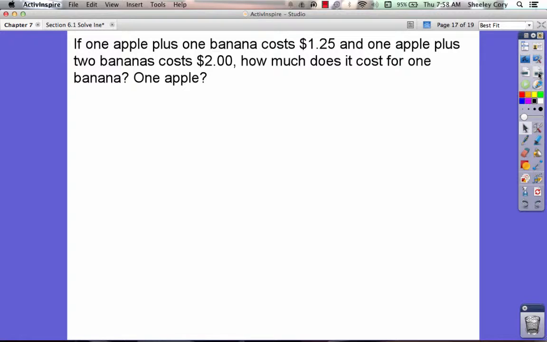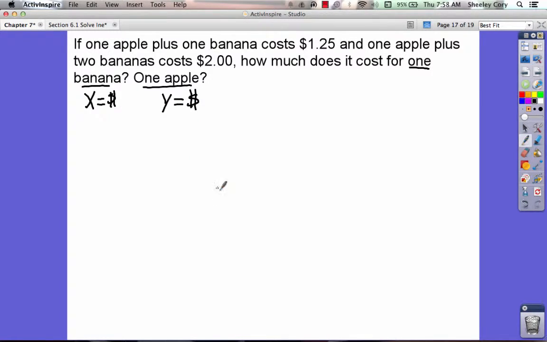So we've got to identify the two things we're trying to solve for in this case. We're trying to figure out how much it costs for one banana and one apple. Let's go ahead and underline those two things: one banana and one apple. We're going to say one banana is going to represent X, so that would be the cost for one banana, and Y is going to represent the cost for one apple.